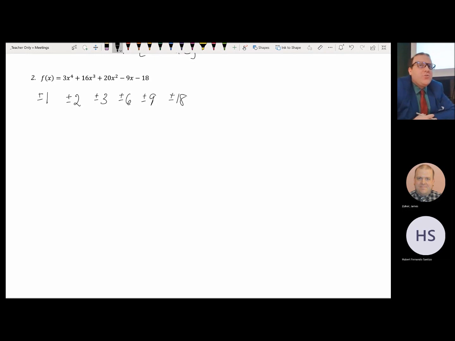So again, this is how I started. Just list out all the factors of the constant. Now look at the leading coefficient. What are the factors of 3? This is now all the factors of the constant divided by 1. But we also have 3 as a factor of the leading coefficient, so divide each of these now by 3.